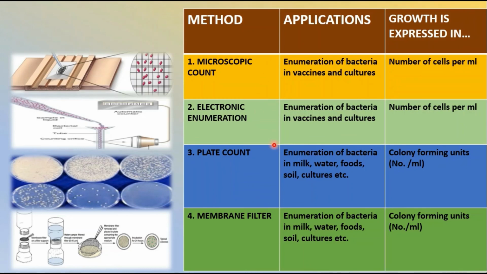So this is how no one method gives the same result, because in the microscopic count we have both viable and dead cells, whereas the viable count will count only the viable cells. That is how they differ. So this is all about the summary of different methods of microbial measurement.